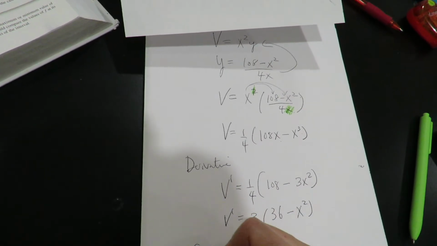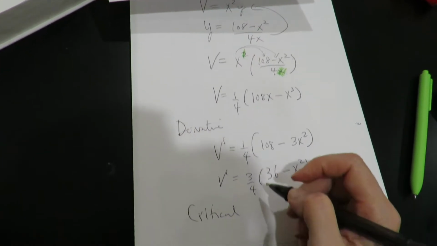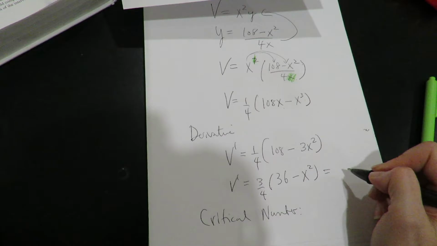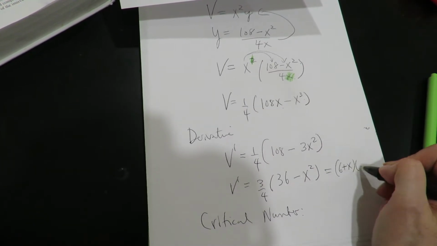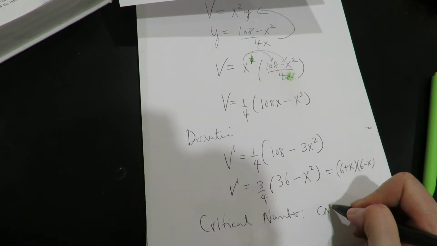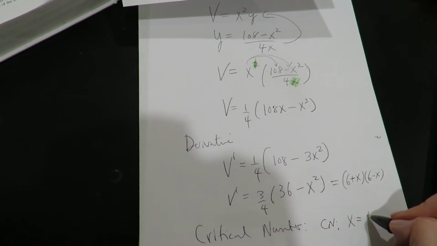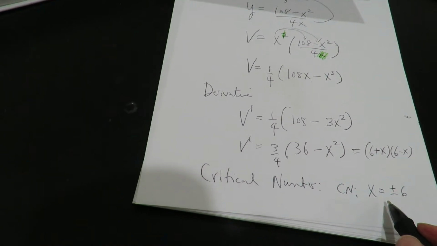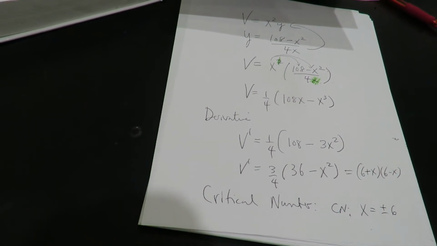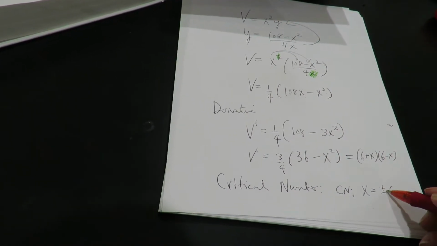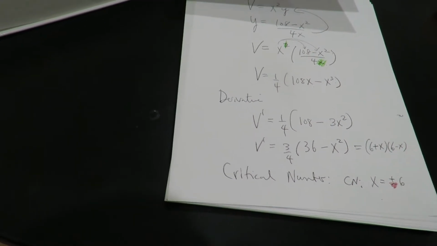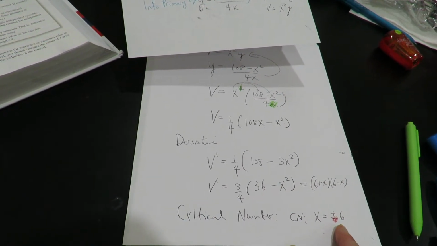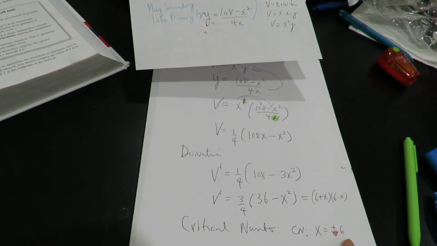Now the critical number, remember, is where your highest and lowest point occur. If I solve this, this looks like (6 plus x)(6 minus x). So my critical numbers here are x equals plus or minus 6. I've mathematically done that correctly, but in terms of the word problem, -6 doesn't make any sense because these are sides of a box. So that means the maximum volume is going to occur at +6.